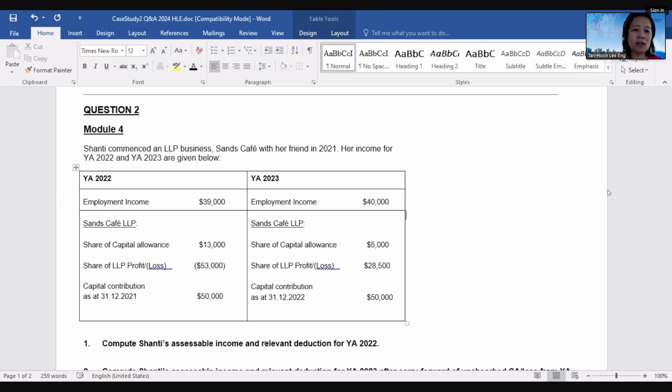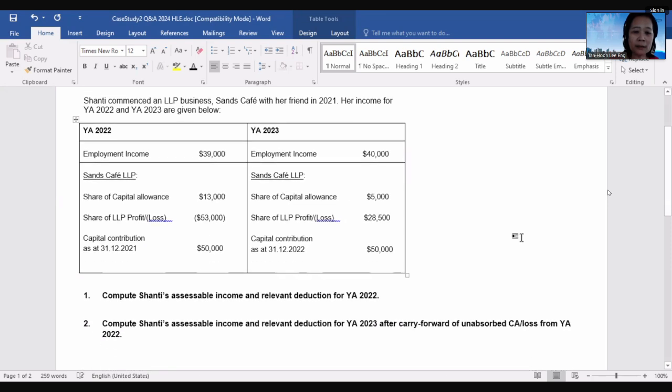Okay, Shanti commences LLP business with a friend in 2021, her income as follows. We can see there's employment income. We can see that there is loss. First year LLP loss. 2022, there's a 53,000 loss. But when it comes to YA 2023, she has LLP profit. There again, look at the contributed capital.